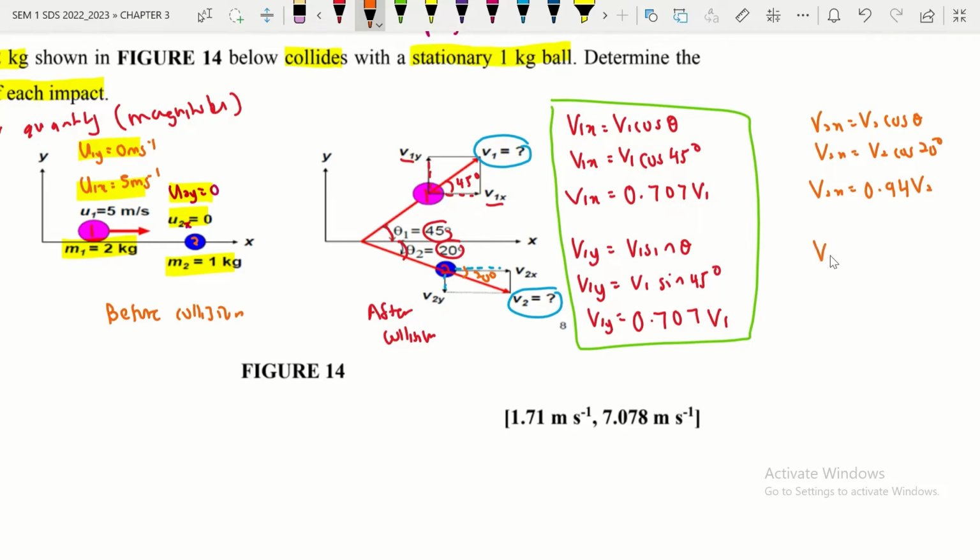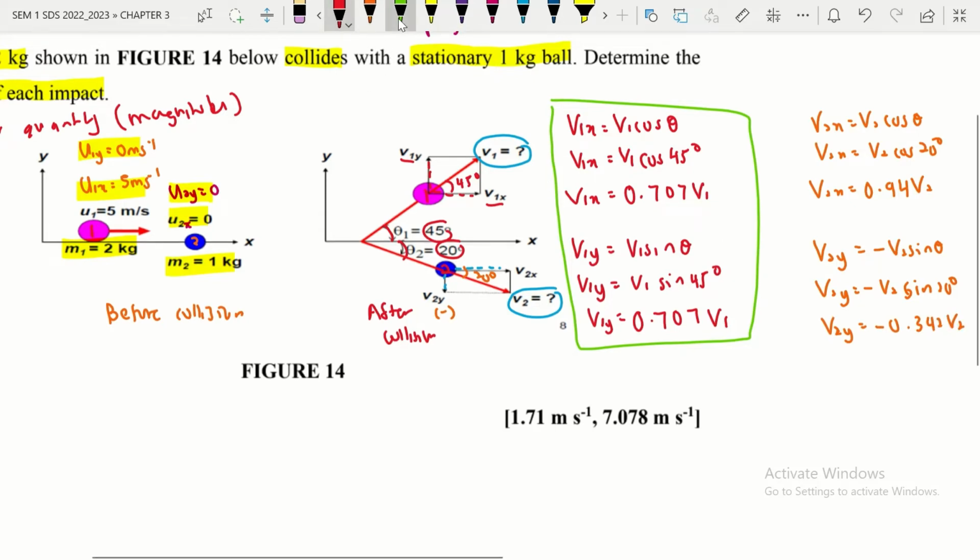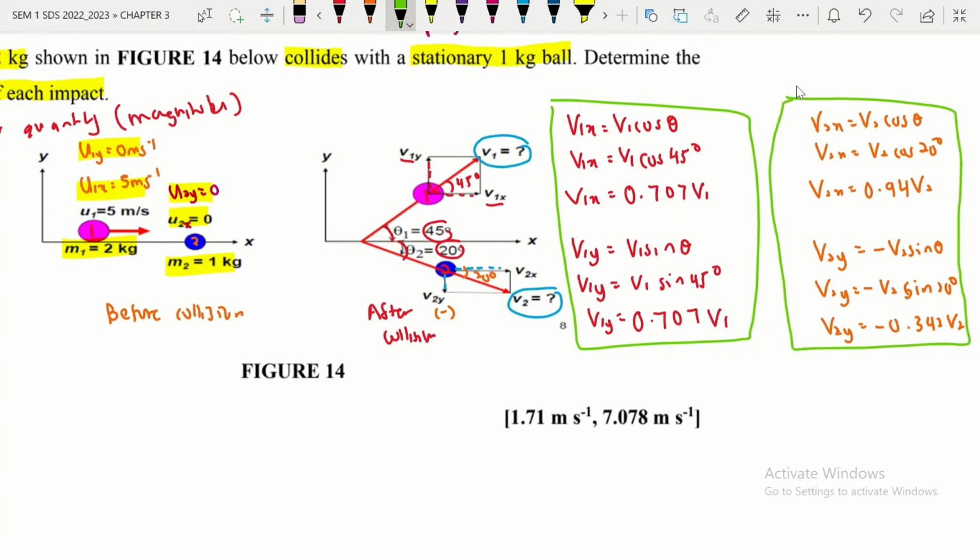Okay, dan untuk V2y, cuba tengok V2y dia ke bawah, therefore dia akan jadi negatif. Kita akan dapat negatif V2 sin theta. So, V2y akan jadi negatif V2 sin 20 degree. So, therefore sin 20 adalah negatif 0.342 V2. So, ini adalah untuk V2, the second ball. Okay, now this is all the information that we have.